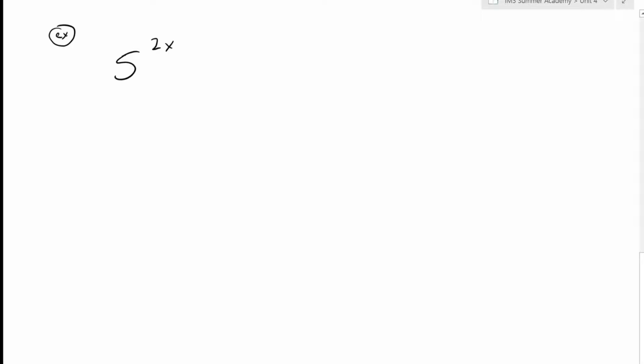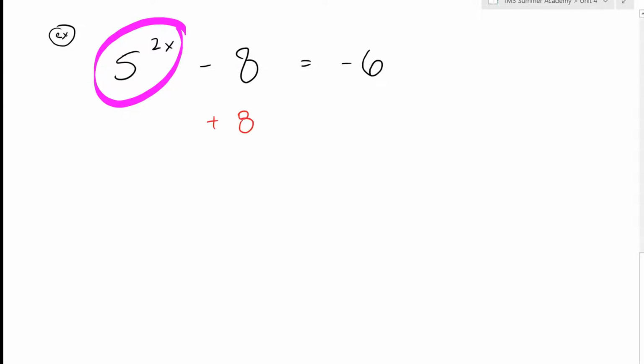5 to the power of 2x minus 8 equals negative 6. So again, I can't start logging until this thing's ready to go. It's not ready yet because I still have this 8, which I'm going to add over to the other side. So 5 to the power of 2x equals 2.